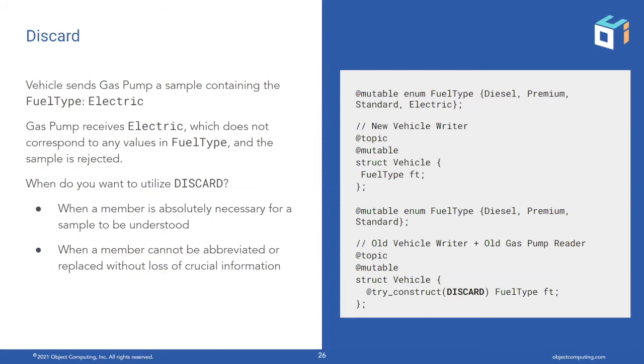So discard is similar to the idea of a key, where if a member is absolutely necessary for a sample to be understood, if your code requires a certain part of a type or a certain member of a type, then discard is fitting for that because you absolutely need it to be understood. Additionally, if a member cannot be abbreviated or replaced without loss of information, then discard is a good idea for that member.